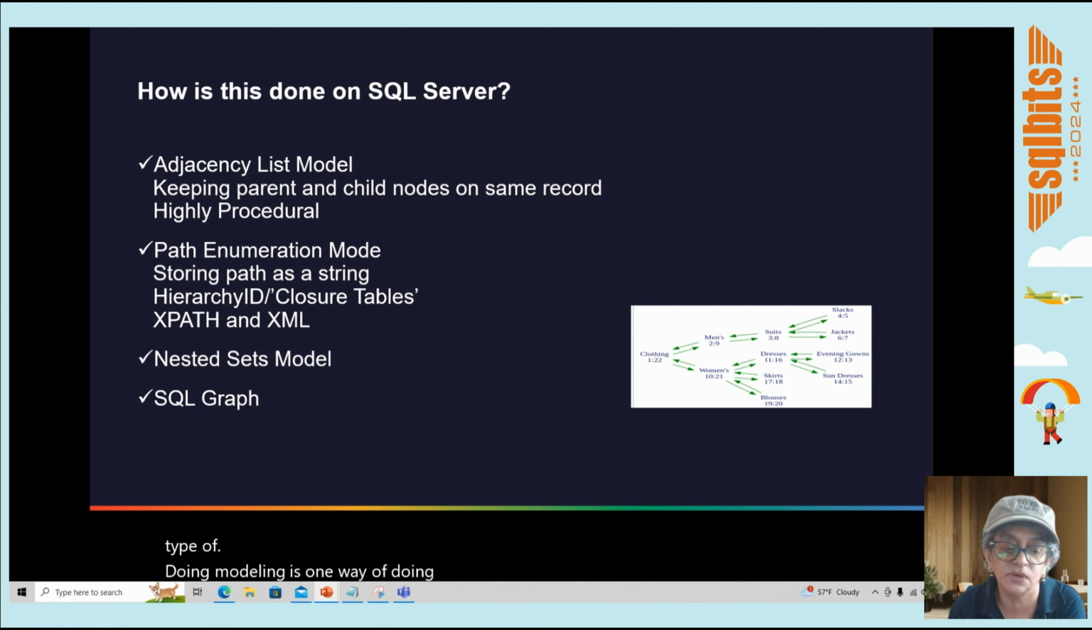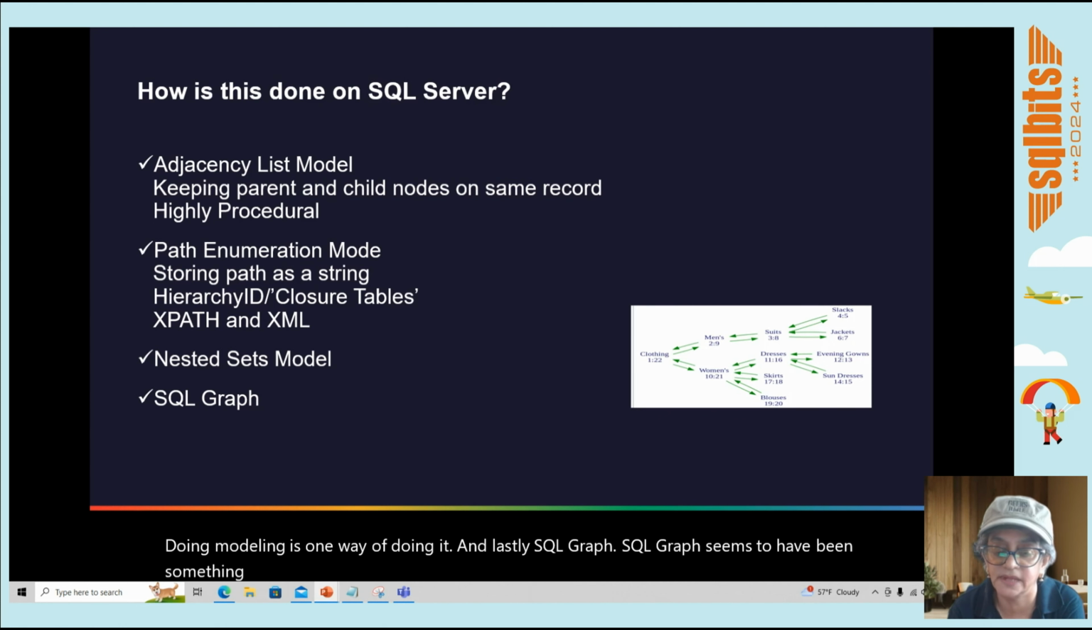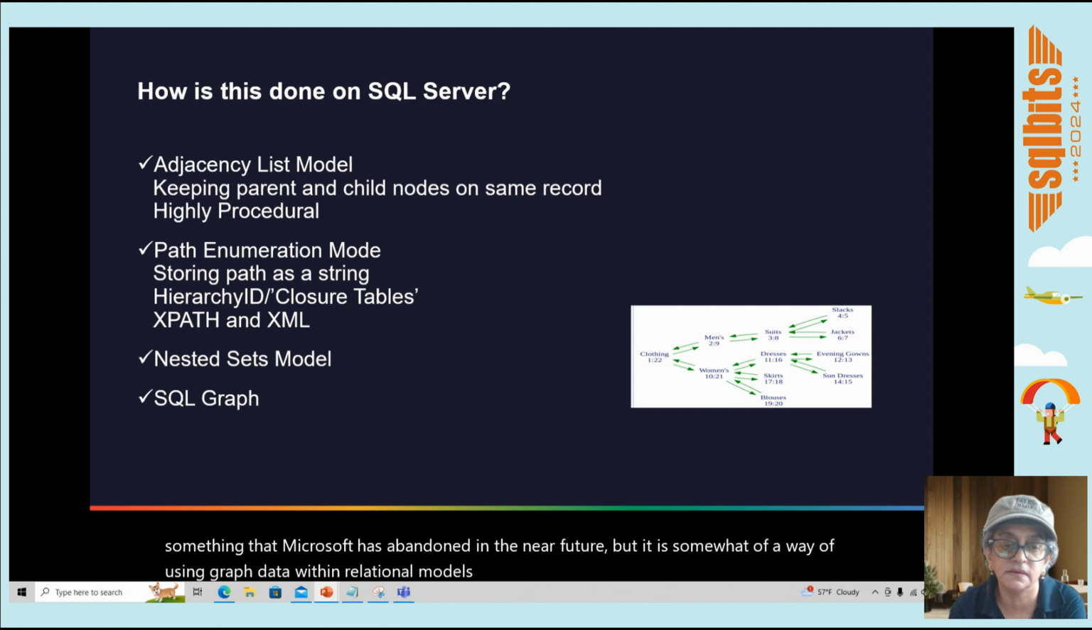And lastly, SQL Graph. SQL Graph seems to have been something that Microsoft has abandoned in the near future, but it is somewhat of a way of using graph data within relational models. So these are the ways that it was done on SQL Server and is still used in many places.